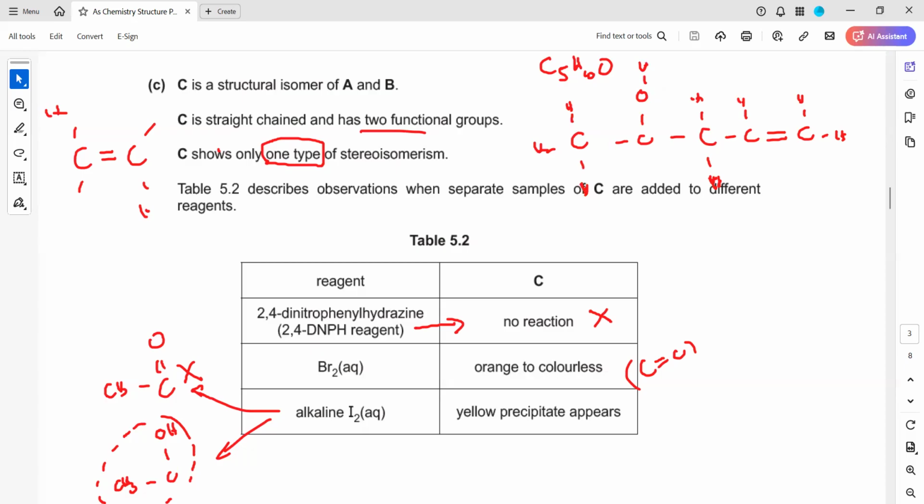Is it clear, this one? The structure of this compound which contains two functional groups. What are the two functional groups it is having? It is having an OH group and it is having a C double bonded with C group.